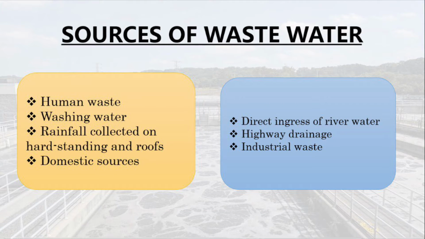Sources of wastewater: human waste, washing water, rainfall collected on hard standing and roof, domestic sources, direct ingress of river water, highway drainage, and industrial waste.